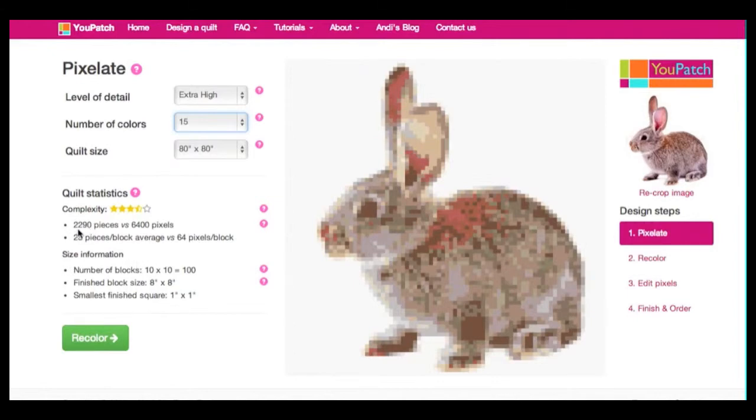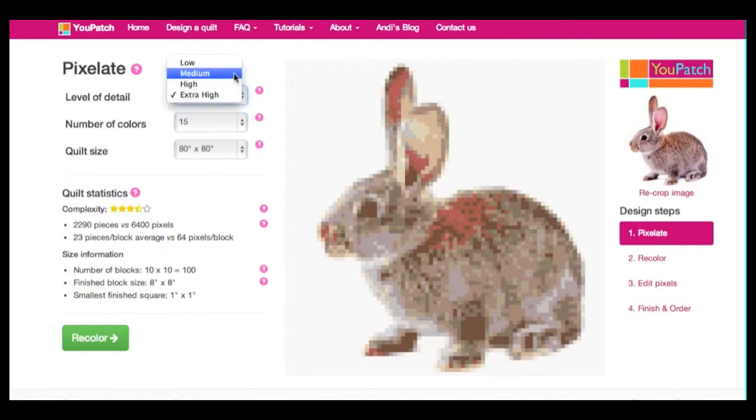And what this means here when we talk about versus 6,400 pixels, well that would be if you were making this quilt pixel by pixel by pixel and you'd have to do lots of individual small blocks, whereas in YouPatch we reduce that as much as possible by allowing you to piece larger pieces where there are the same colours blocked together. So let's have a look.